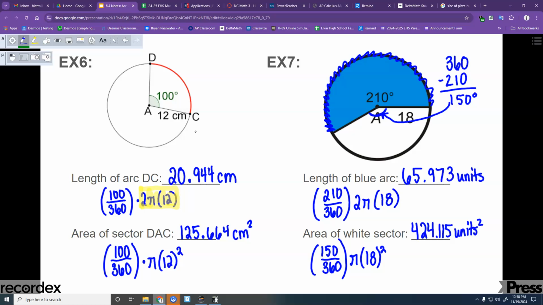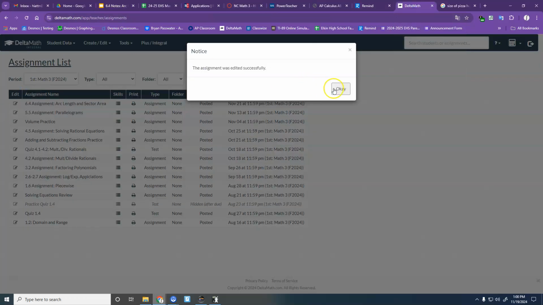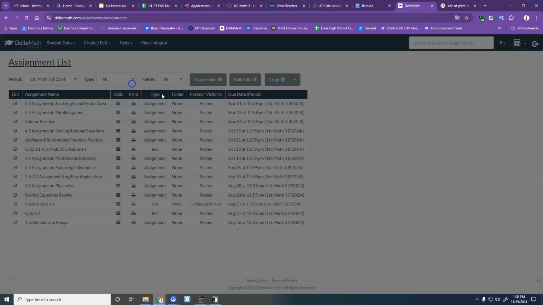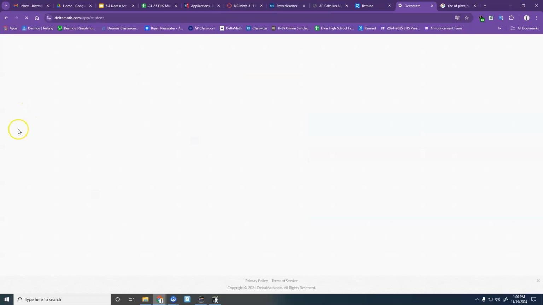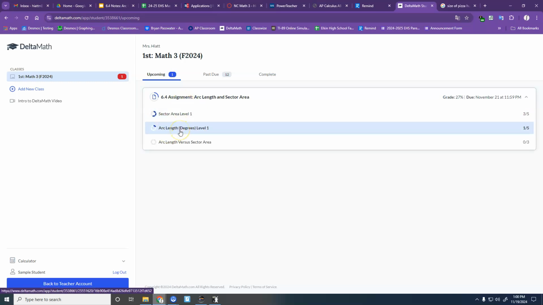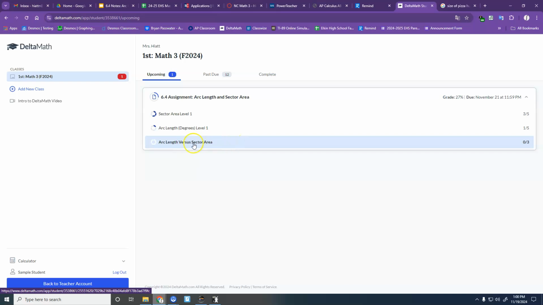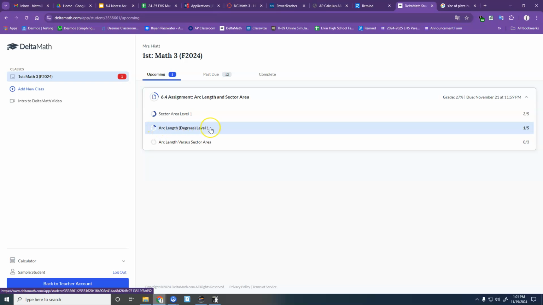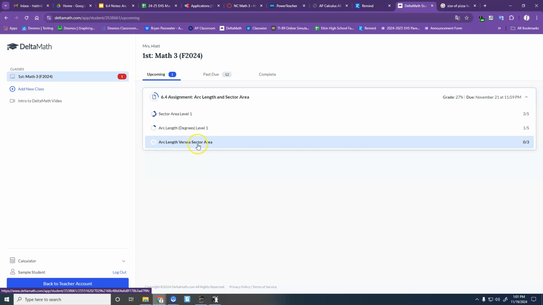So there's a little bit more that we are going to do with this, but this should be enough to help. Okay, so I do have a very short assignment that I want you guys to do on Delta Math. So if you go to Delta Math, your assignment should look like this, 6.4, assignment arc length and sector area. There are 3 sections of this. You do not have to do the last section yet. You are only doing the sector area and the arc length part today, and then we will look at some of this other stuff tomorrow together.